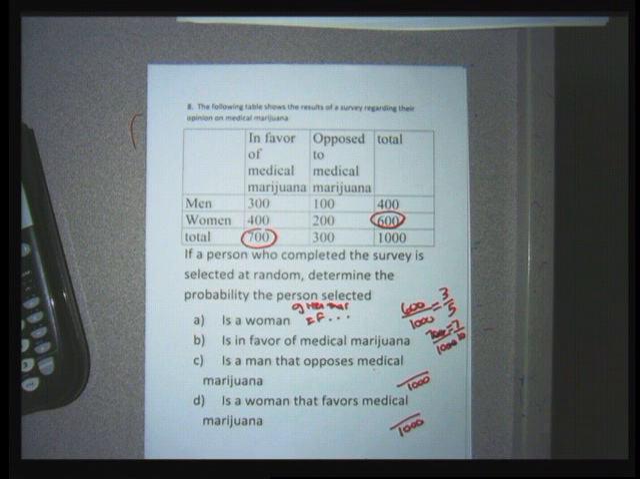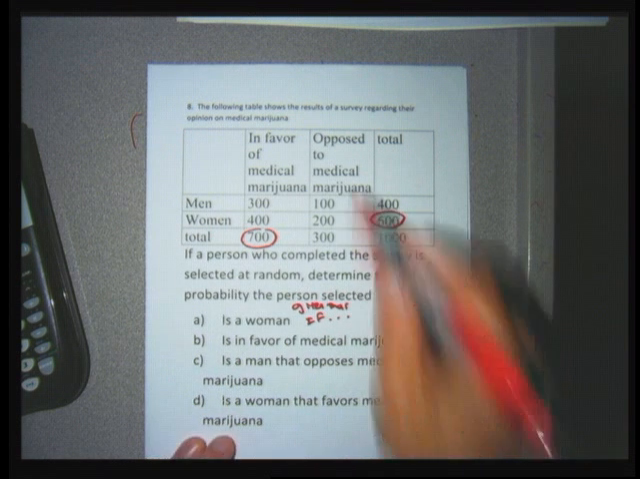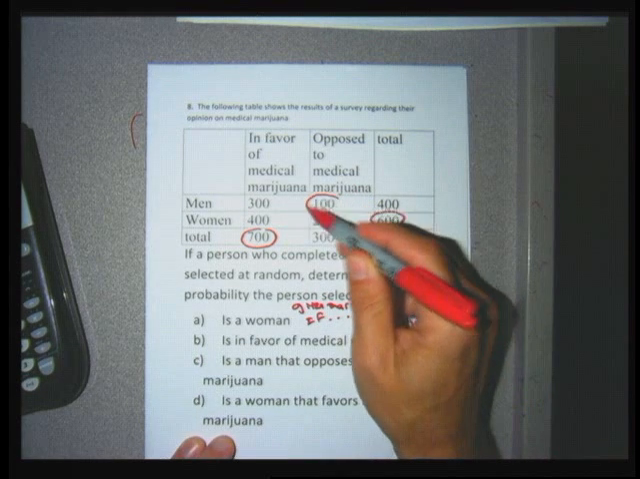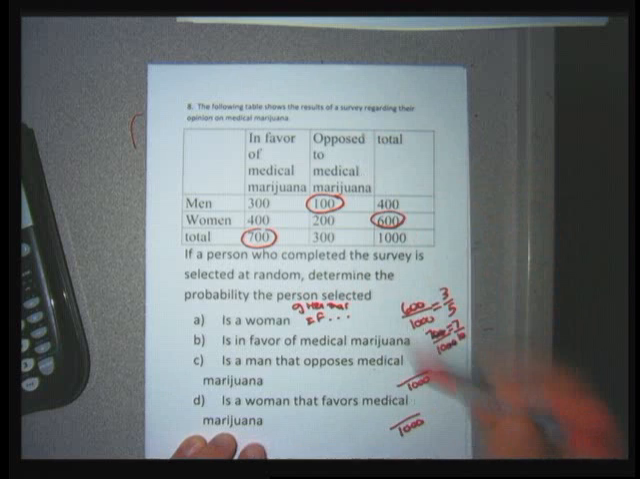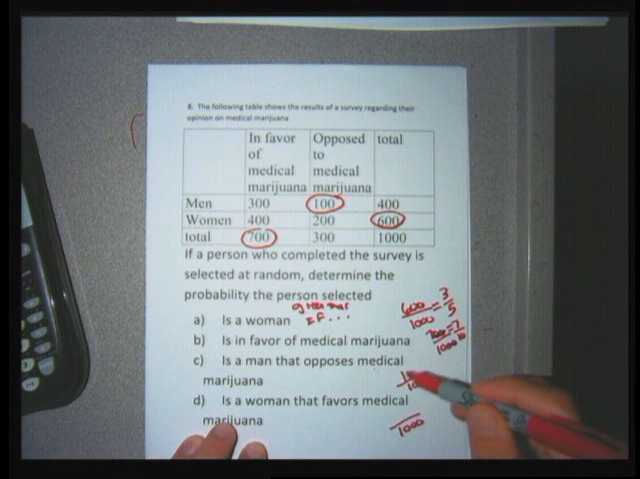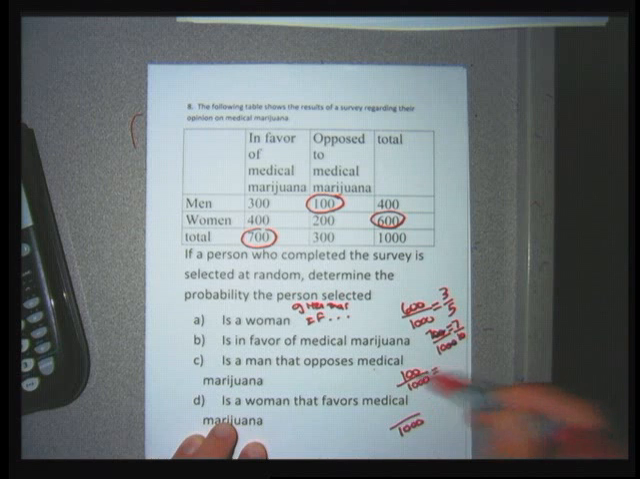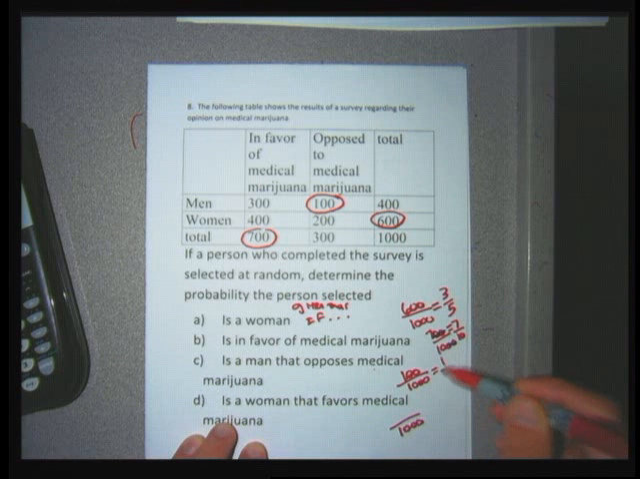C is looking for a man that opposes medical marijuana, and there are 100 men opposed to medical marijuana. So the numerator is going to be 100. I can reduce that fraction by just crossing out 2 zeros, and I'll get 1/10 as a simplified answer to part C.